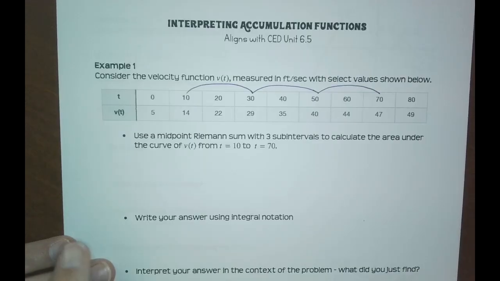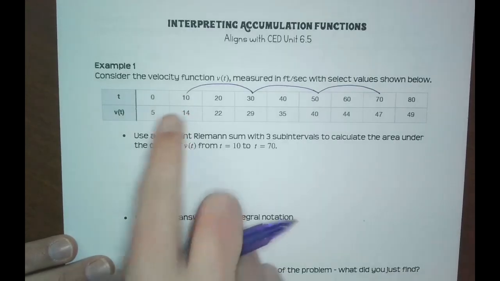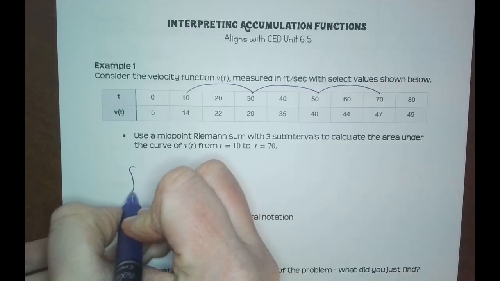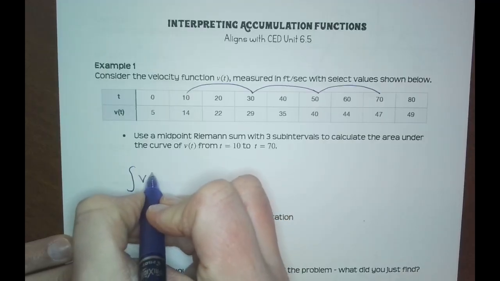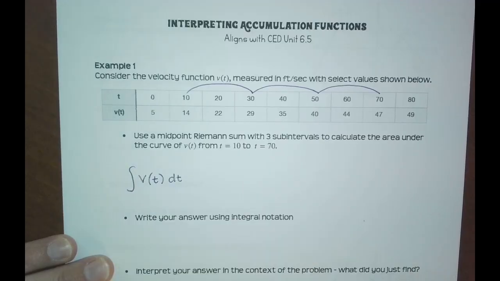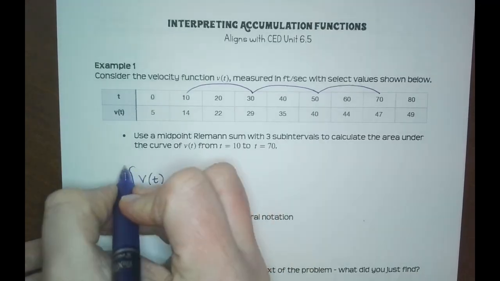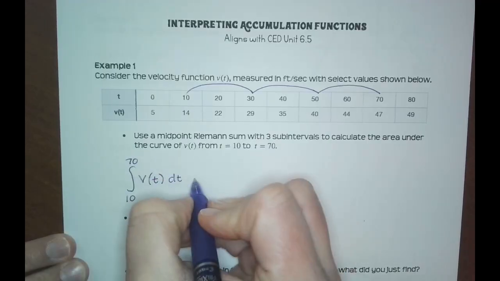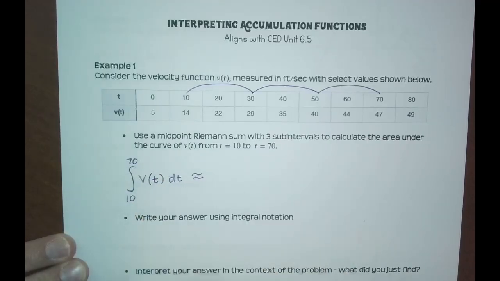Okay, so my integral here is the integral of the v of t function, dt, because t is my independent variable, going from 10 to 70. And we are approximating that using a midpoint Riemann sum. Okay, so pay attention to all my notation there.